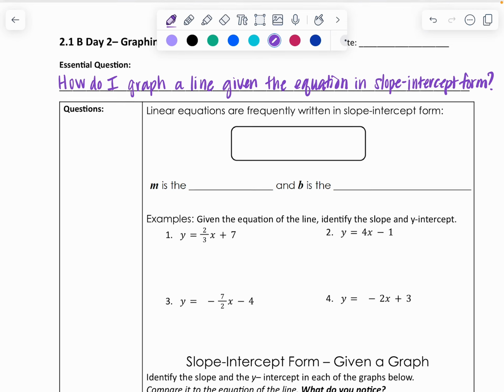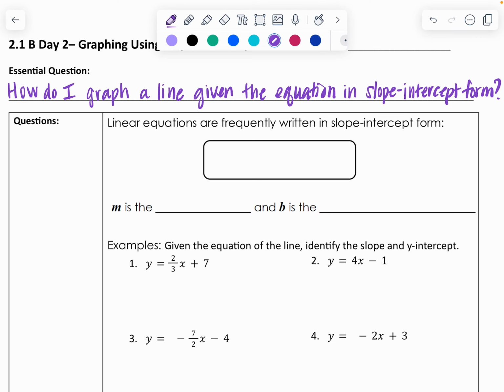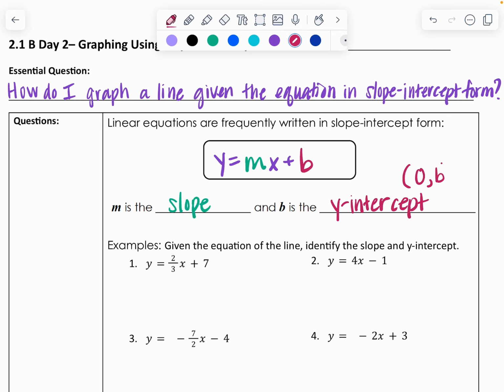Linear equations are frequently written in slope-intercept form. Y equals mx plus b. M is the slope, and b is the y-intercept. The coordinates for the y-intercept will always be 0, b.